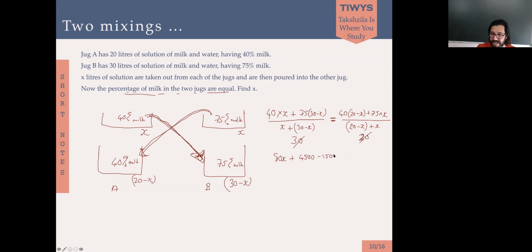Let's leave it now. 75 2s are 150x. Now I have cross multiplied, and this side 3. So 4 2s are 8, 8 3s are 24, 2,400 minus 120x. And 3 times plus 225x. Is this how most of you have done? Those who got that 12? A lot of you have got 12.